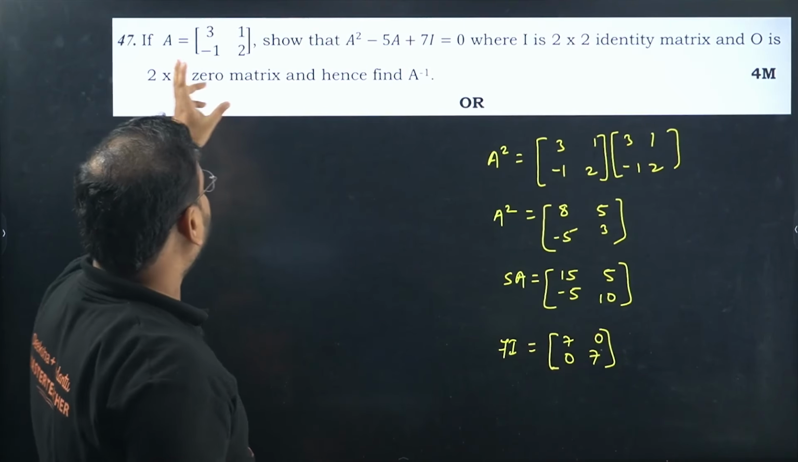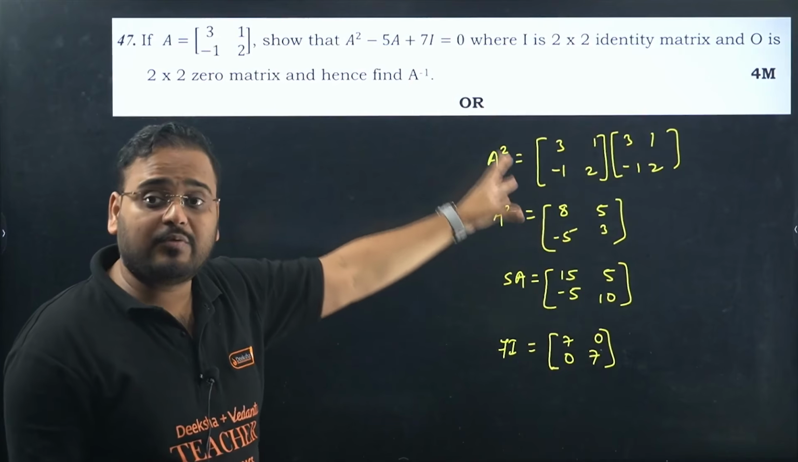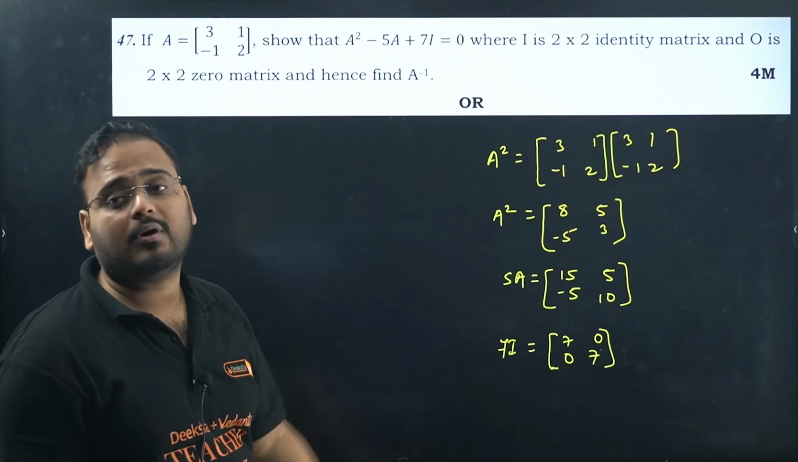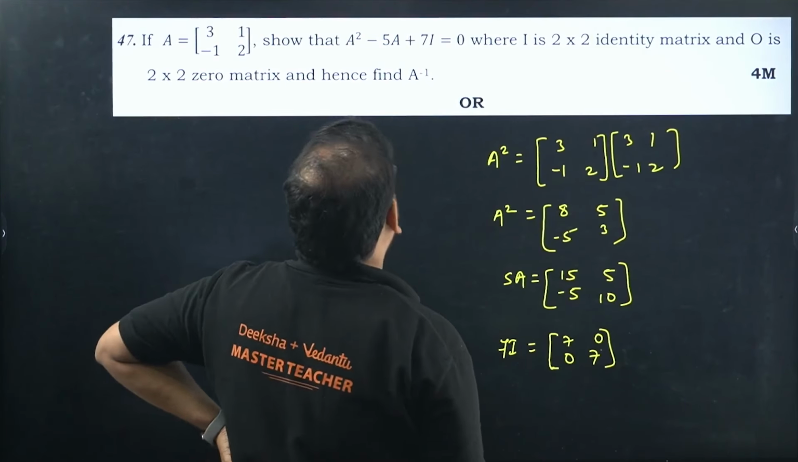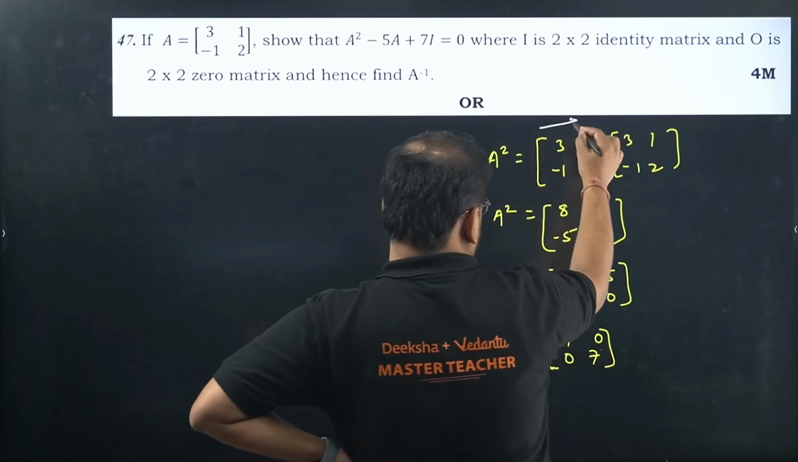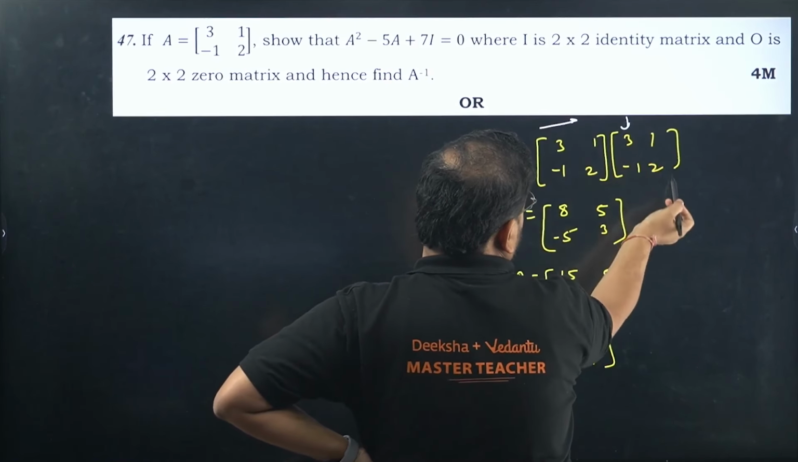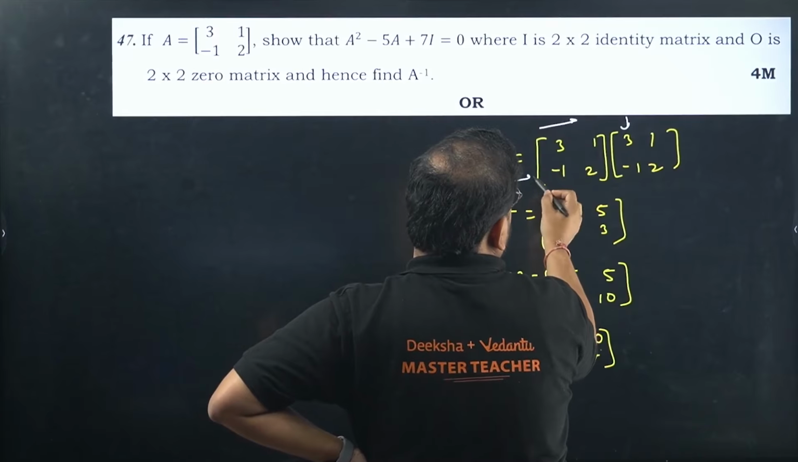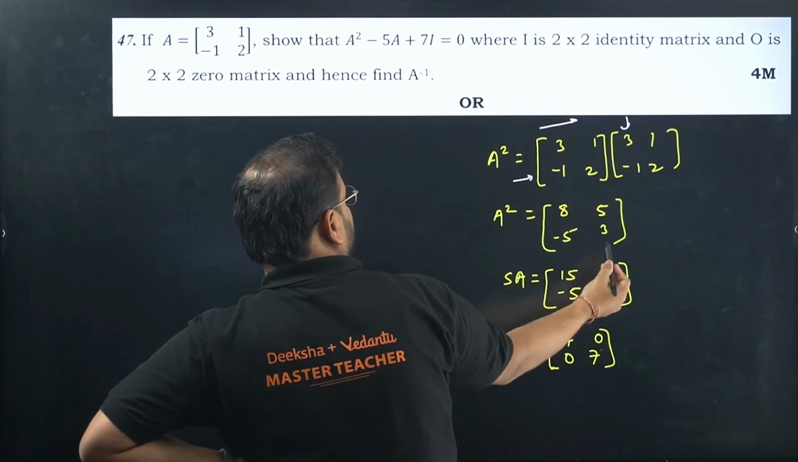Okay, so I have an equation over here. Matrix A is given. First of all, I have to prove that this equation is correct, and then we have to, of course, find the value of the inverse. So A is given: 3, 1, minus 1, 2. Multiply them, row to column. 9 minus 1 is 8. 3 plus 2 is 5. Then second row, minus 3 and minus 2 is minus 5. Minus 1 and plus 4 is plus 3.